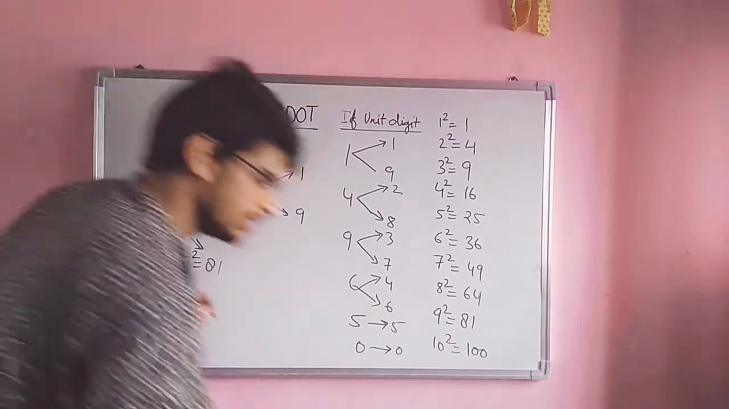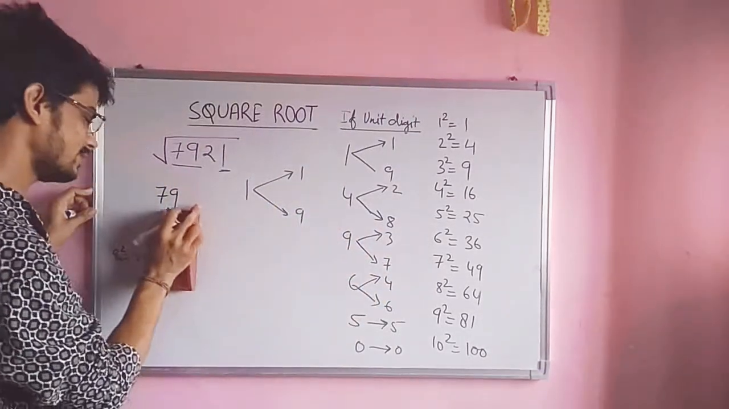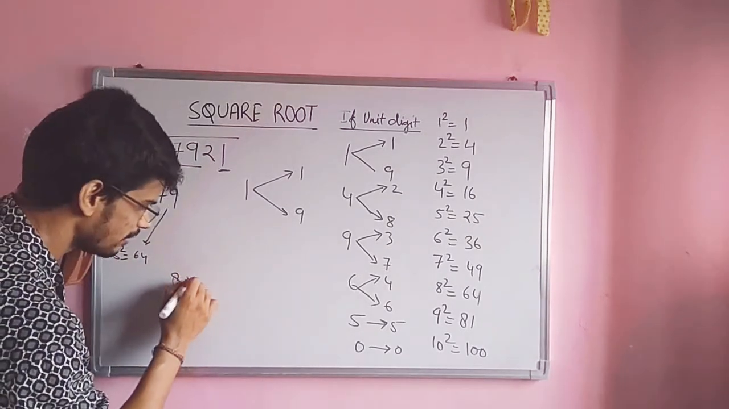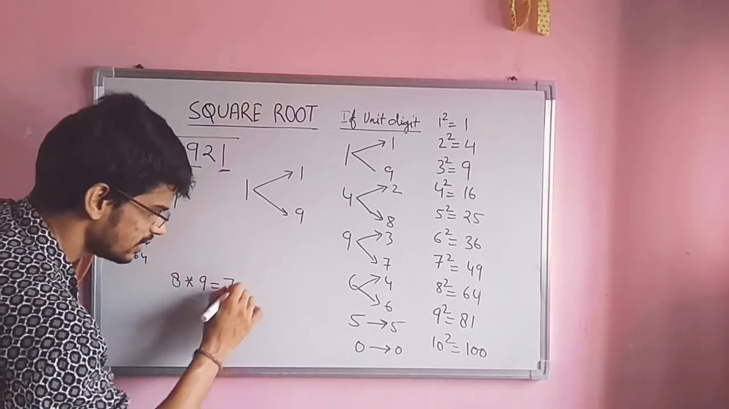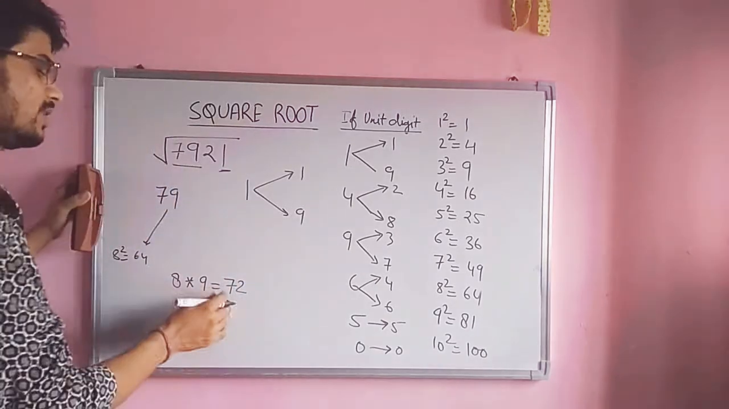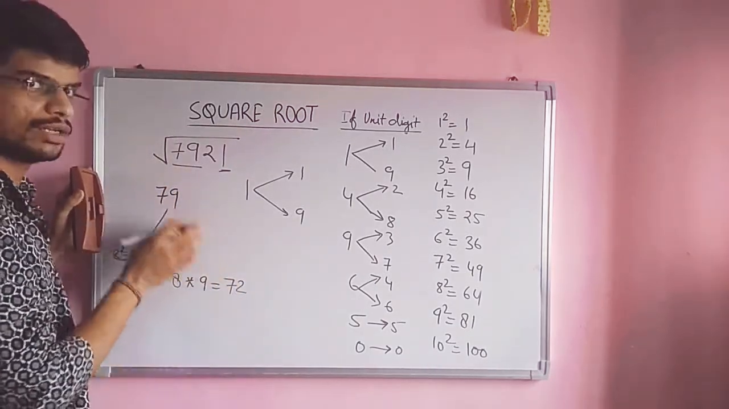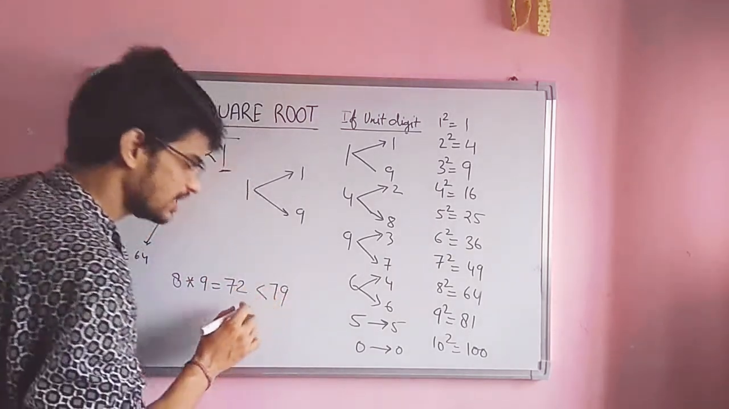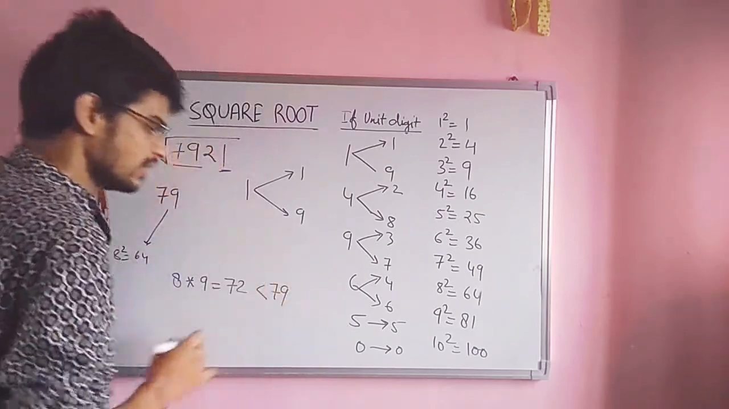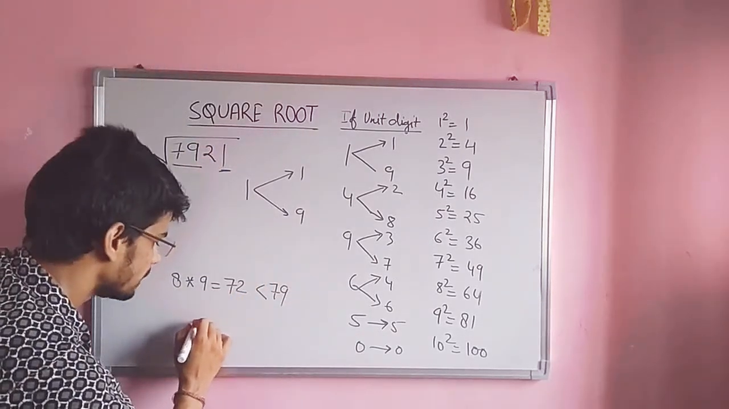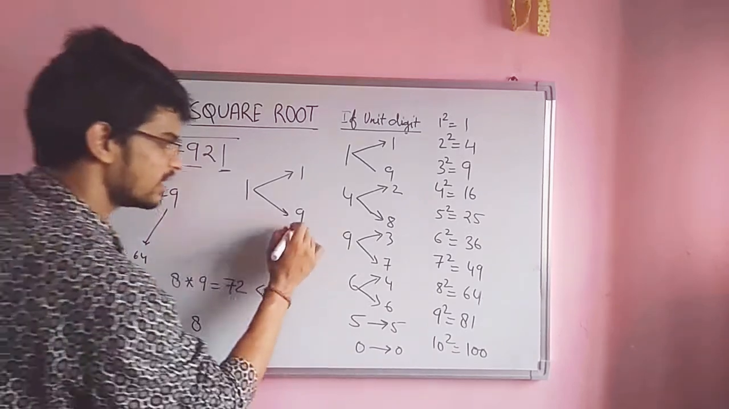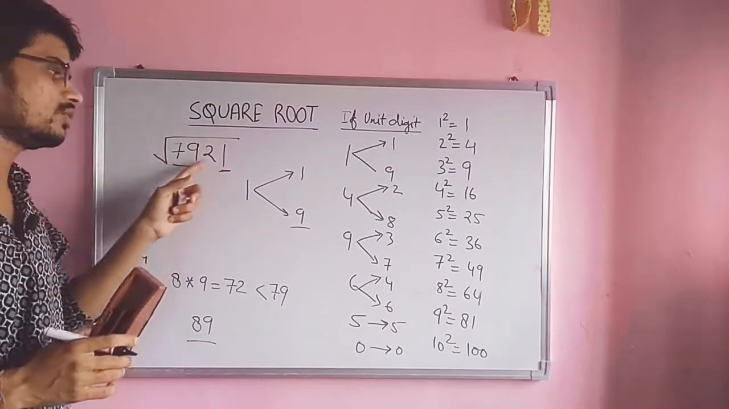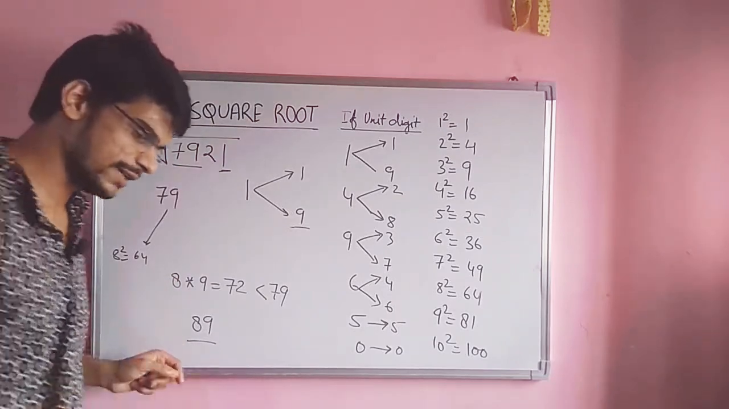That's why it's left by us. Now consider 8 multiplied by its successor, that is 9. We get 72. Now compare both values, 72 and 79. 72 is lesser than 79. Then we take 8 from here and the greater value from here. Here we get the square root of 7921, which is 89.